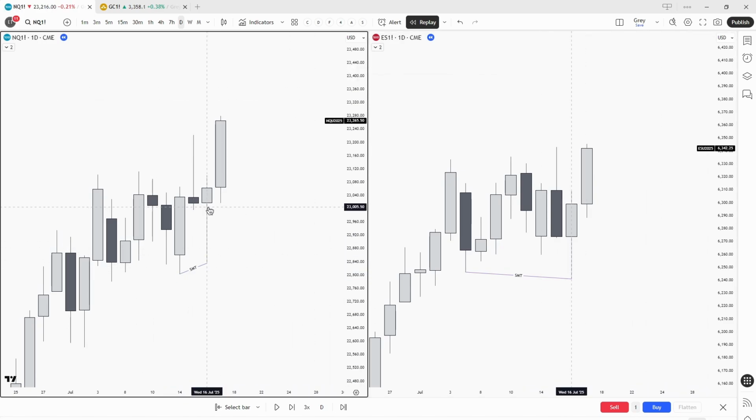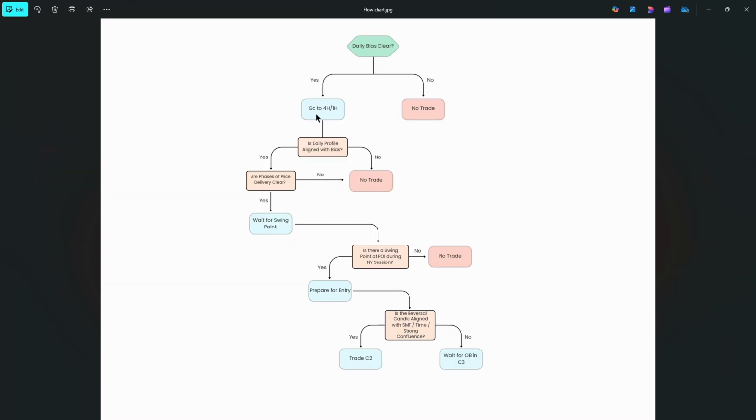So this means the NQ will be the leading asset, and using the MMXM's next day model or the T-Trace fractal model, we had the Wednesday reversal. So the Thursday will be expansion or a continuation higher, an open-low-high-close candle. The daily bias is clear, dropping down to the 4-hour chart and checking the daily profile.